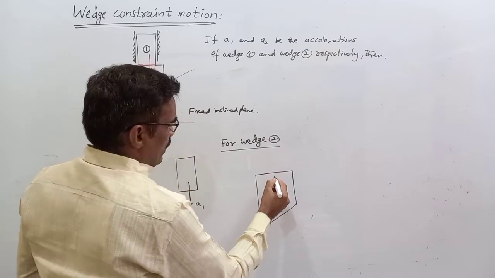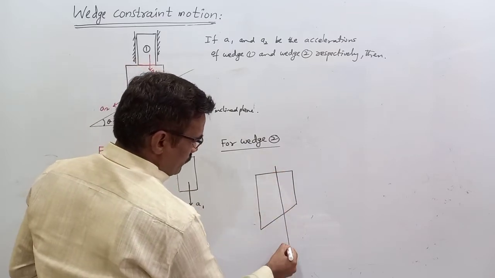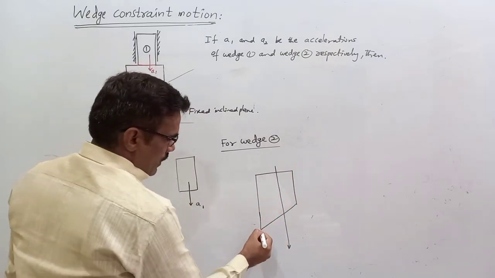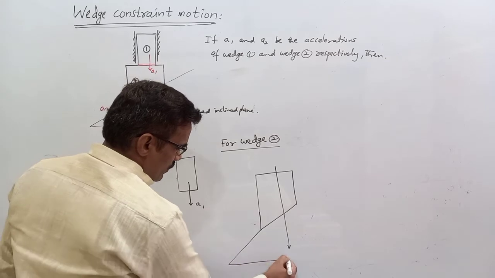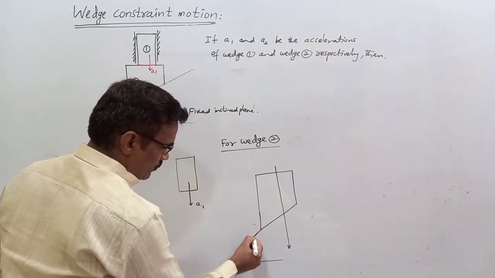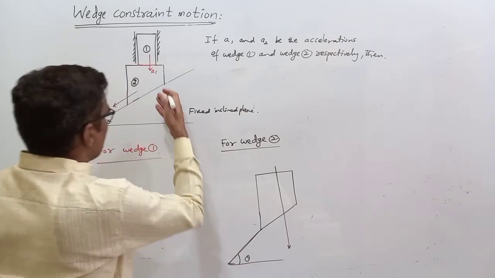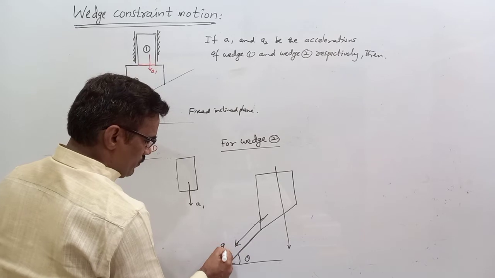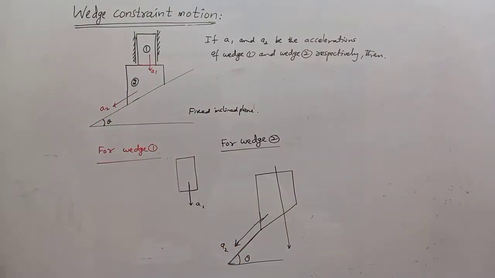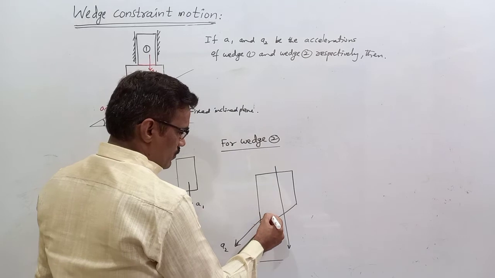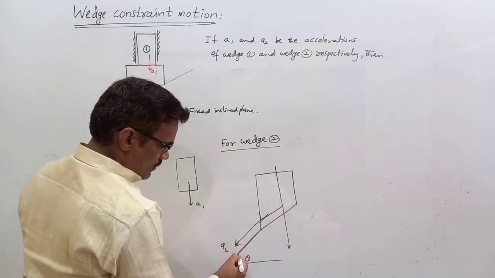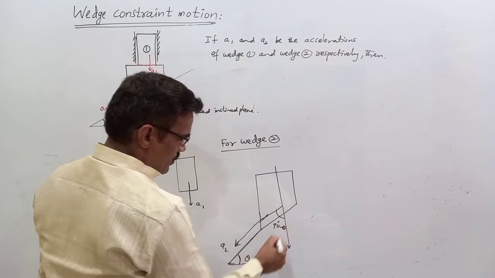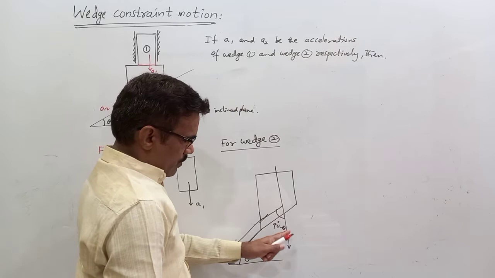I want the acceleration along this side, normal to this side. Here we know that this is the angle theta. Along the inclined plane, the acceleration is A2. So here, this is theta, this is the perpendicular, and here it is 90 minus theta. Good. So A2, here 90 minus theta.